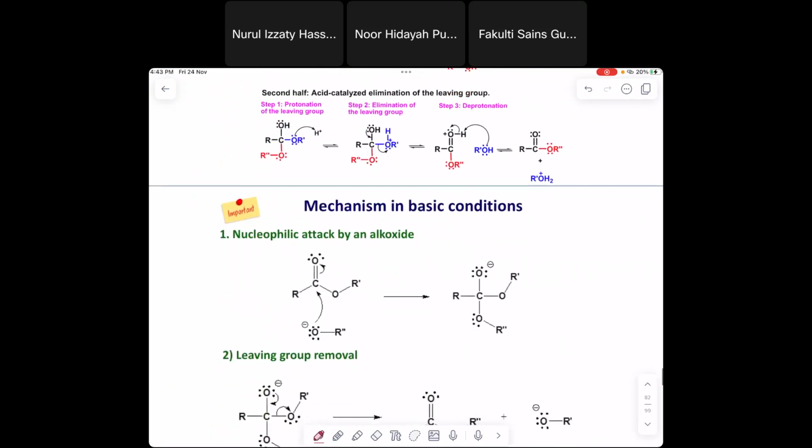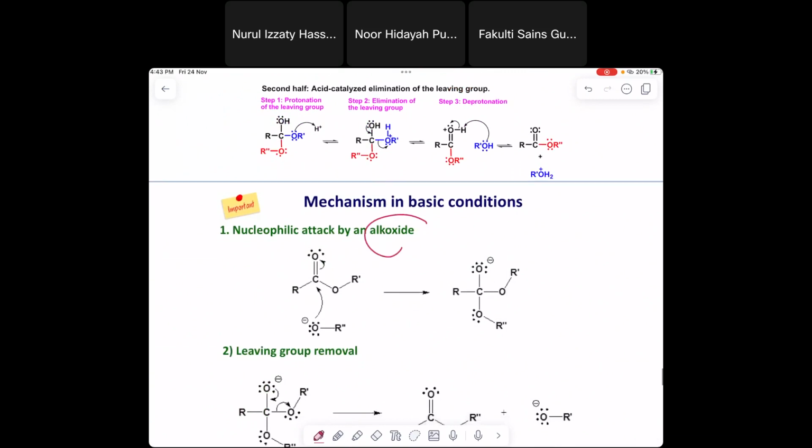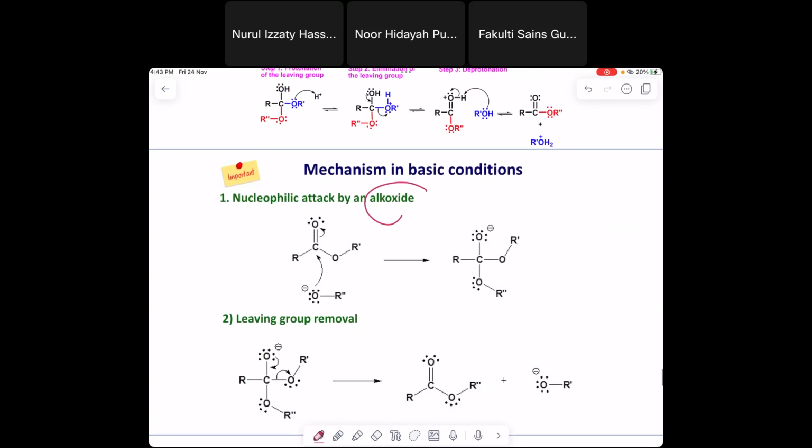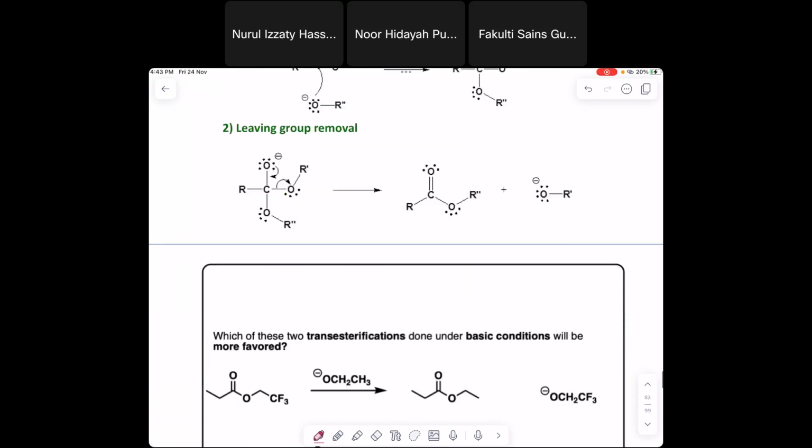Cuma kalau nucleophilic, kalau alkoxide tu dia boleh attack lah. It's much easier, the mechanism. You don't have to activate, because the nucleophile from the alkoxide is much stronger, kan? So dia boleh react. Okay.